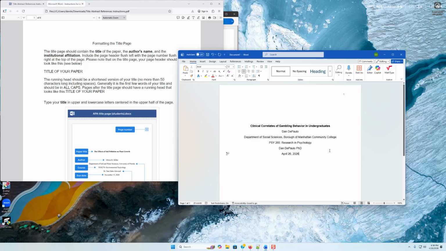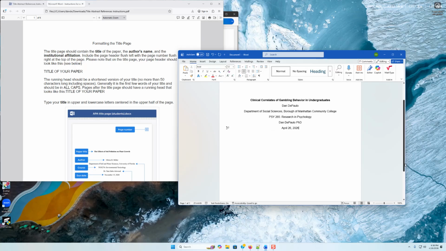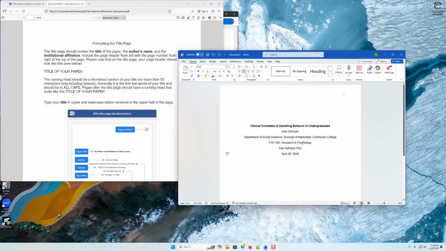Now, in the previous APA style, the 6th edition, you used to have a running head up here, a running header, and a short title. That has gone away with the new formatting, the 7th edition. So I'm no longer using the running head and the short title. You will use the short title on subsequent pages, right? So page 2 will be the abstract, and you will use a short title on page 2.